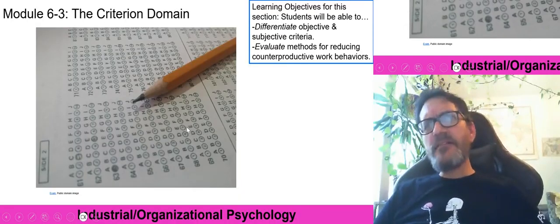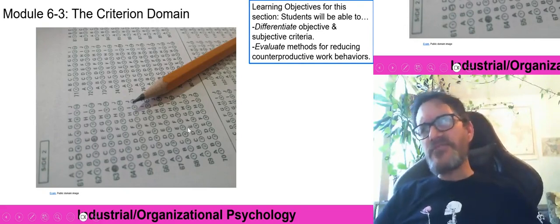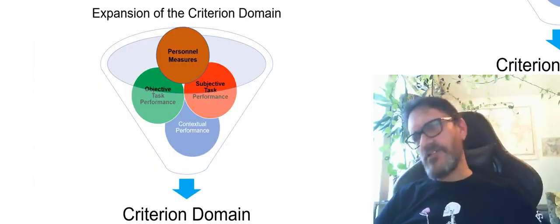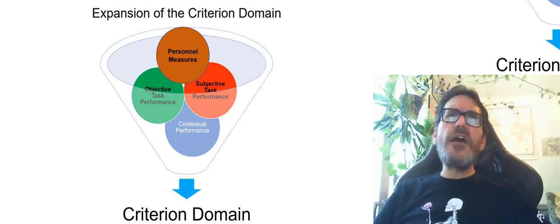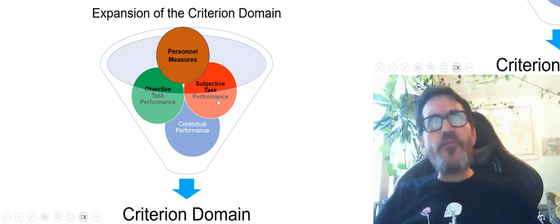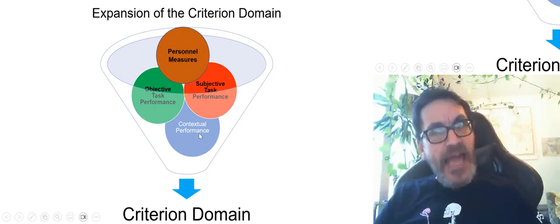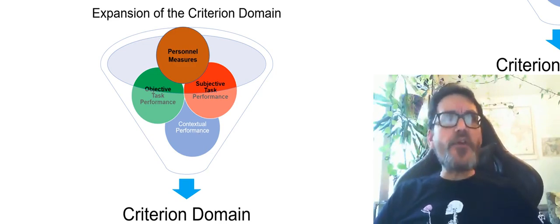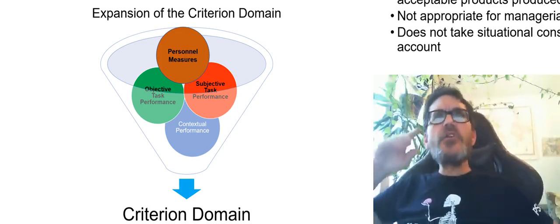Okay, so now we're going to expand a little bit more on this criterion domain and talk about what kinds of things fall into job performance. Here we've got a model that shows there's going to be objective task performance, subjective task performance, personnel measures, and contextual performance together, which create the criterion domain or job performance, right?